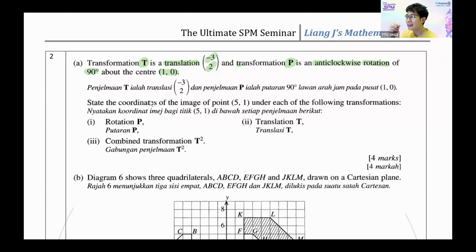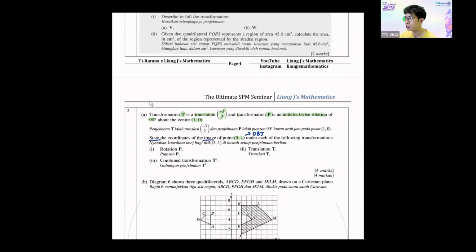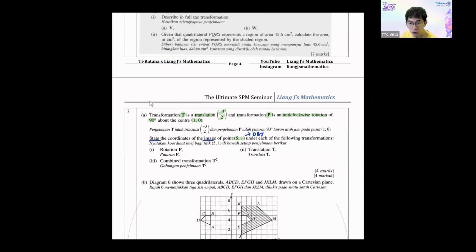And the best thing is, I already said, they give you the transformation, right? And after that, they ask you to state the image of what? State the image of (5, -1). So this one is the object. You notice I'm actually using the same technique. I'm reading the question. I'm telling you that they give you the transformation, and they ask you to state the image according to the given object. Then they will ask you to do rotation P, that is already given on top, and translation T, already given on top. You just do according to what they want.